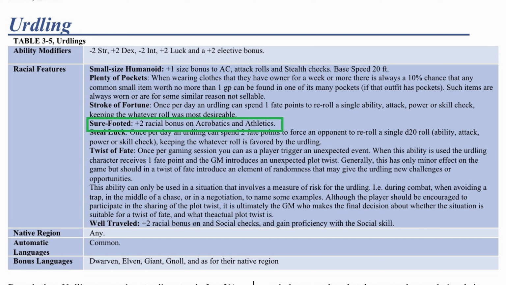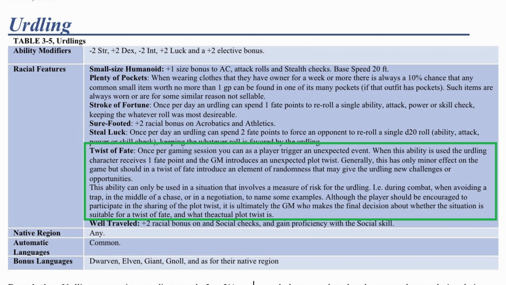As Urdlings are not prone to clumsily stumbling around, they also gain the Sure-Footed feature, which grants them a +2 bonus on both acrobatics and athletic checks. And to keep playing with the fate mechanic of this system, the Urdlings also gain the feature Twist of Fate. This feature is both a game mechanic and a narrative tool that allows a player playing an Urdling to trigger an unexpected event once per gaming session.